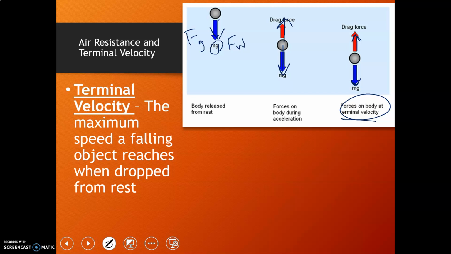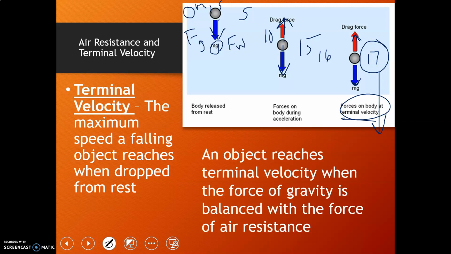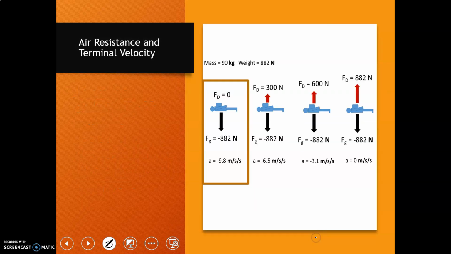So maybe at first the object is at rest, so it has a speed of 0 meters per second. As it's falling, it goes from 0 to maybe 5, 10, 15, 16, and then maybe it ends up going 16 meters per second for the entire rest of its journey down. So an object reaches terminal velocity when the force of gravity is balanced or equal to the force of air resistance.